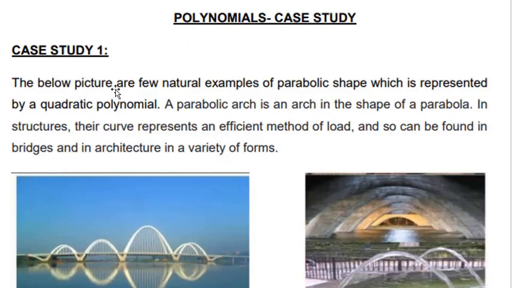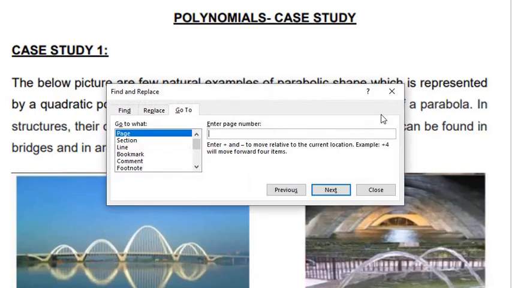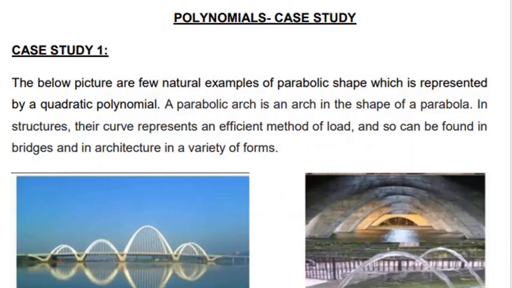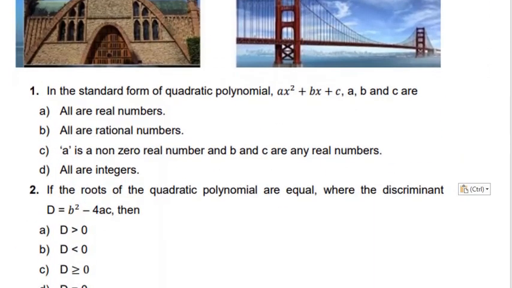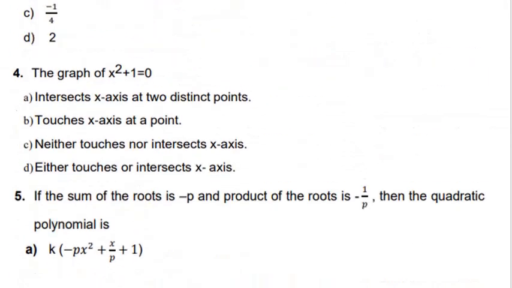The below pictures are a few natural examples of parabolic shape, which is represented by a quadratic polynomial. A parabolic arch is an arch in the shape of a parabola. In structures, their curves represent an efficient method of load and so can be found in bridges and in architecture in a variety of forms. So here you can see the images of parabola. These are some questions, 1, 2, 3, 4 and 5.